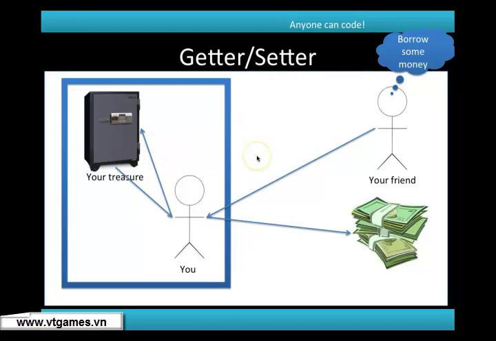That's why, if you don't want your friend to come in directly and access your data, your money, but you still want your friend to borrow that money, then it's going to be called via you. You take it and bring it out. So this one is encapsulated. However, you are the one who provides the ability for people outside to access it, and that is called getters and setters.